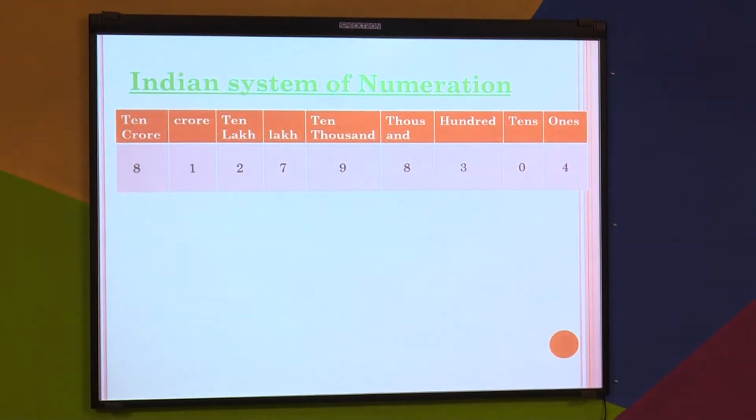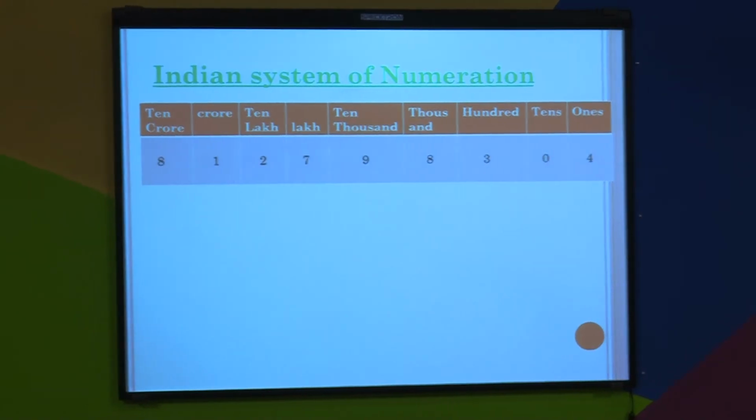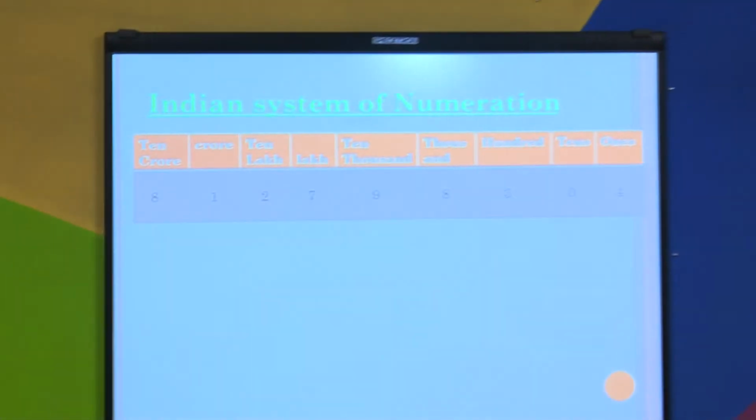Students, now we have just seen a video regarding the Indian system of numeration, its place values and how to give the commas. Once again we will repeat those. See the table given here on your screen. We will write one more number and see the use of commas.